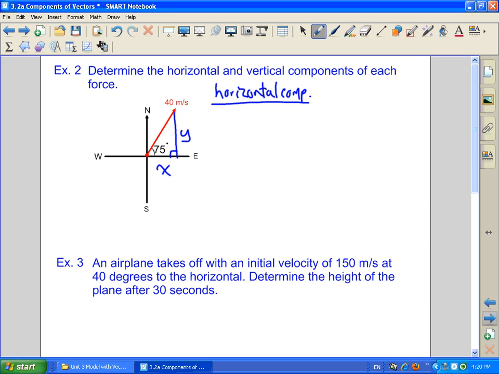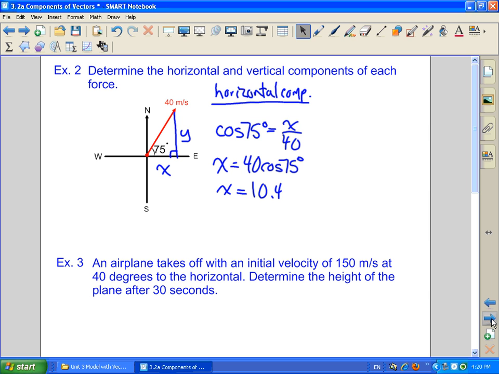Okay, so looking at that, ladies and gentlemen, again, we've got the adjacent side, so we are going to use cosine. So cos of 75 degrees equals x over 40. Okay, x equals 40 times cos of 75 degrees. X should equal around 10.4.